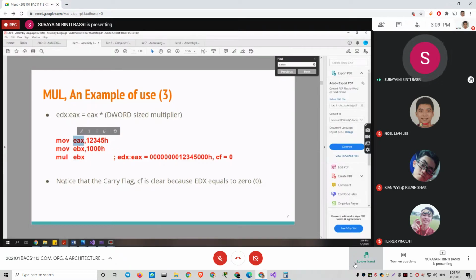Okay, so we notice that the carry flag CF is clear because EDX is equal to 0, meaning when we store this value, it is enough to be stored in EAX. So that's why EDX is clear, so that means CF is 0.